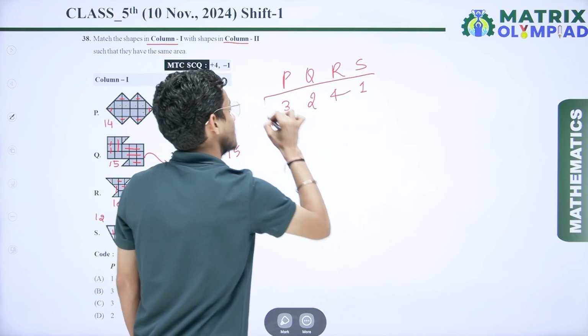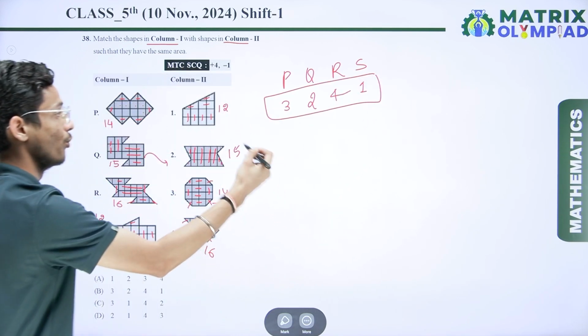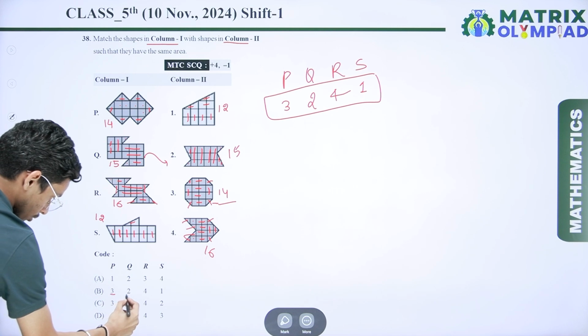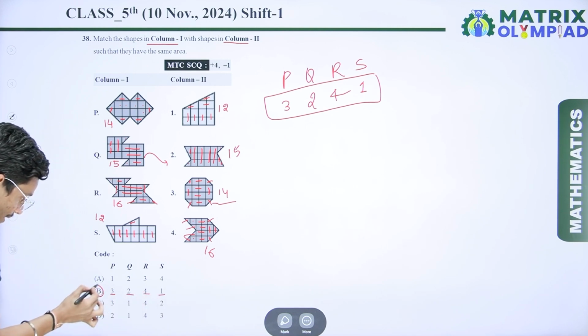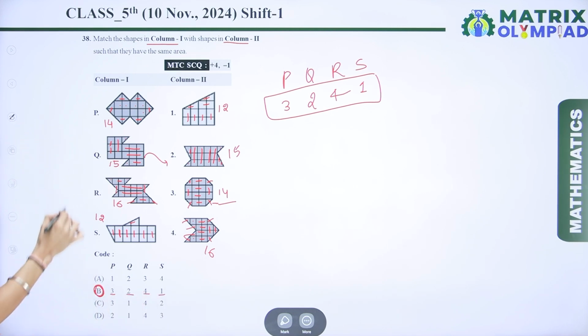So check which option is correct. Here we have 3 2 4 1. So 3 2 4 1. It means option number B is the correct answer over here.